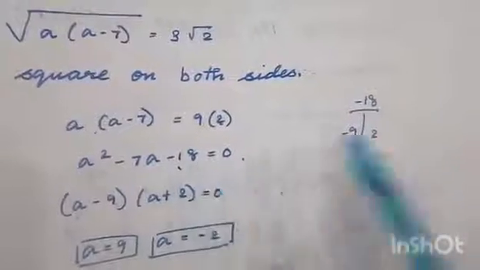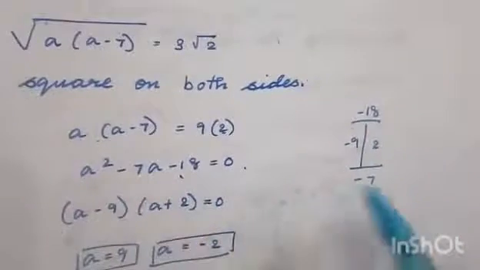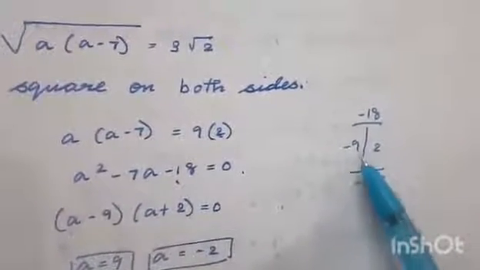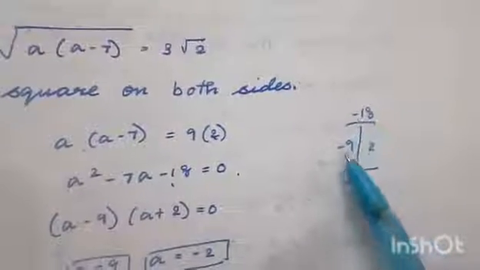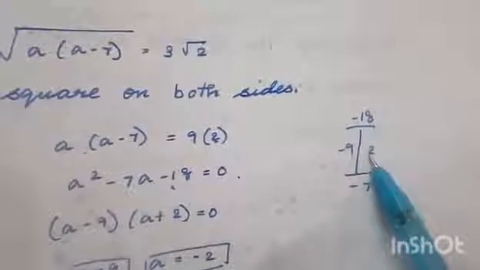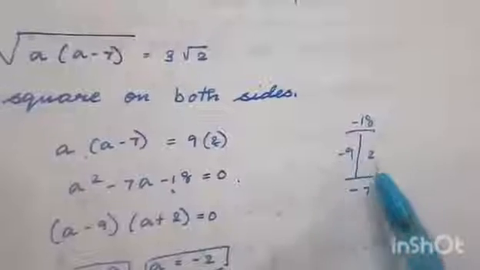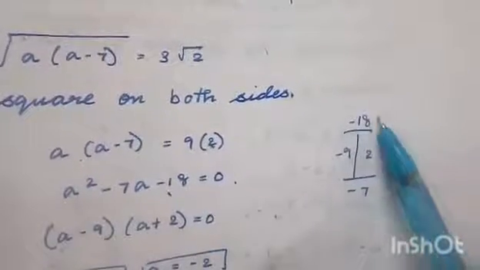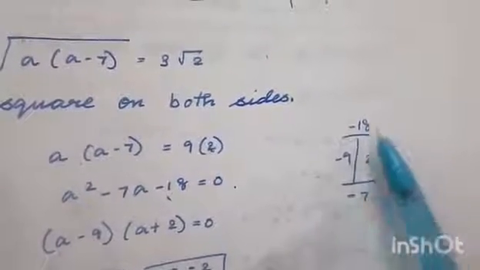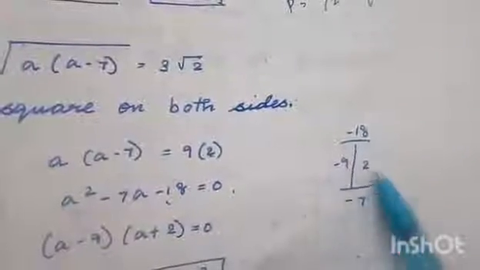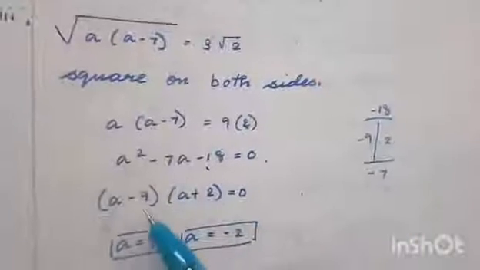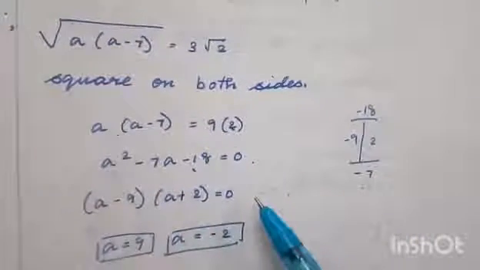The product value is minus 18, sum value is minus 7. So the factors: 9 2s are 18, so we need one minus. So that is minus 9 and 2. Now you have to check whether these two factors satisfy product and sum. 9 2s are 18, it is minus 9 into 2, minus 18. Minus 9 plus 2, sum value is minus 7. So the factors: a minus 9 into a plus 2 equal to 0.